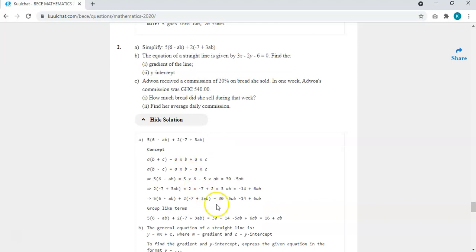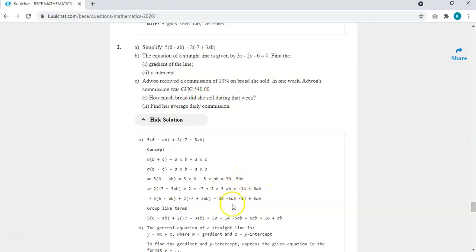Okay, so here when we multiply, our 5 multiplies each of the terms inside. So 5 times 6 minus 5 times 8b. So you get your result: 30 minus 5ab. And this one, 2 multiplies the negative 7, you get negative 14. Then 2 multiplies 3, you get 6. So 6ab. So negative 14 plus 6ab.